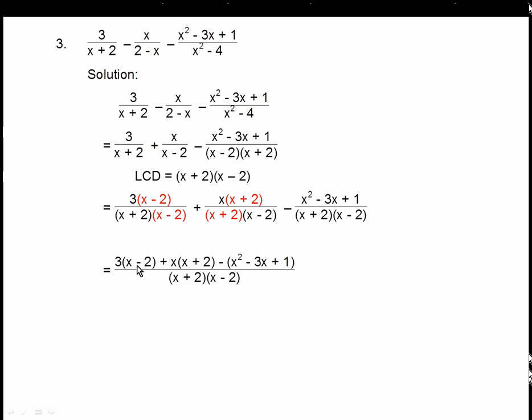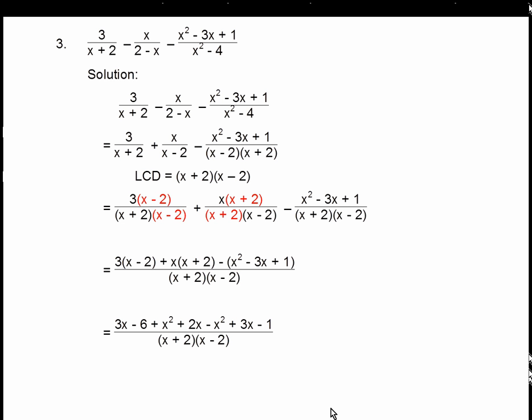It looks like I'm going to need to distribute in the numerator. So when I distribute in the numerator, I'll have 3x minus 6 plus x squared plus 2x. Then distributing the minus sign, minus x squared plus 3x minus 1, all over x plus 2 times x minus 2. So we've dropped our parentheses in the numerator.